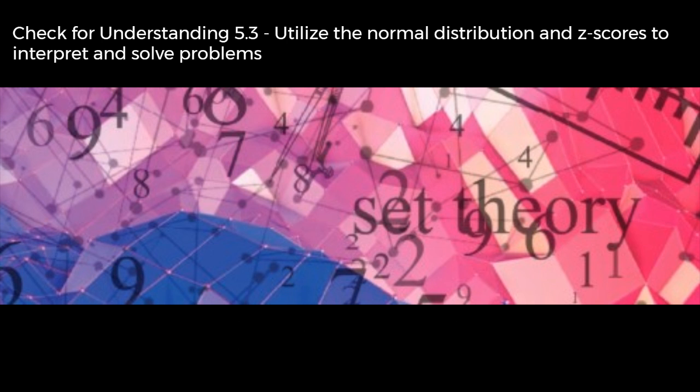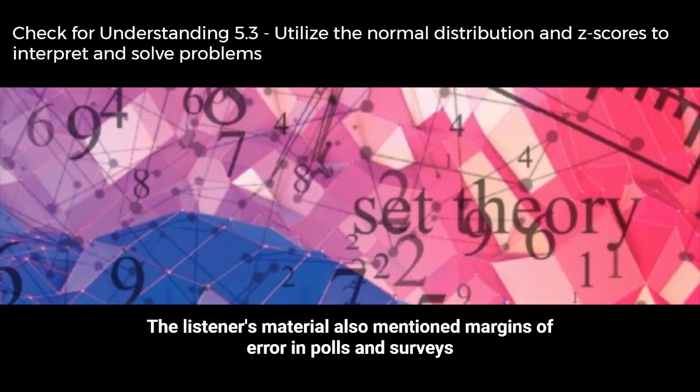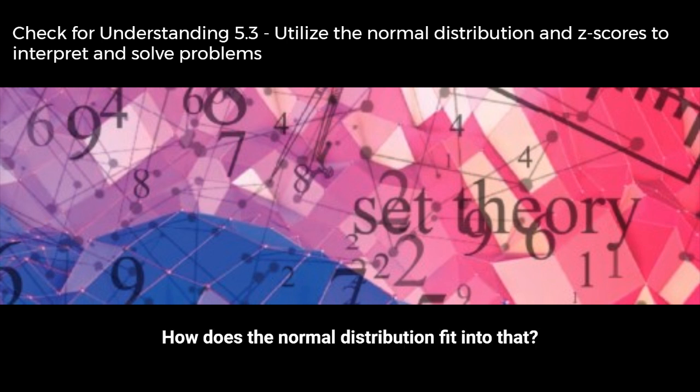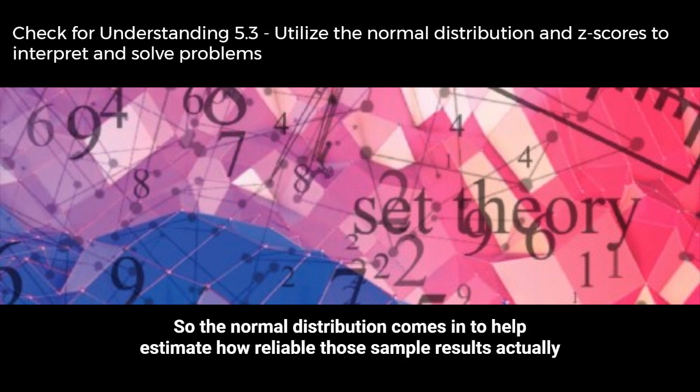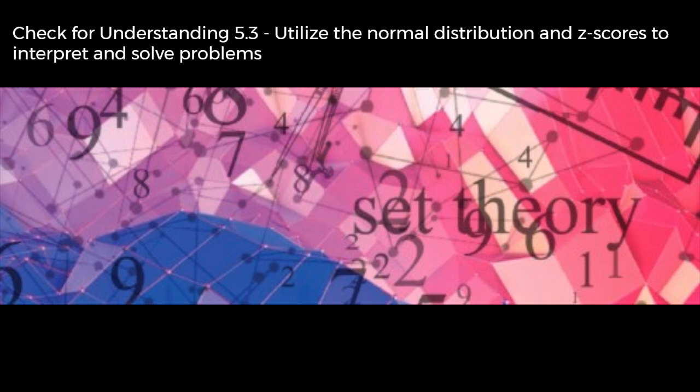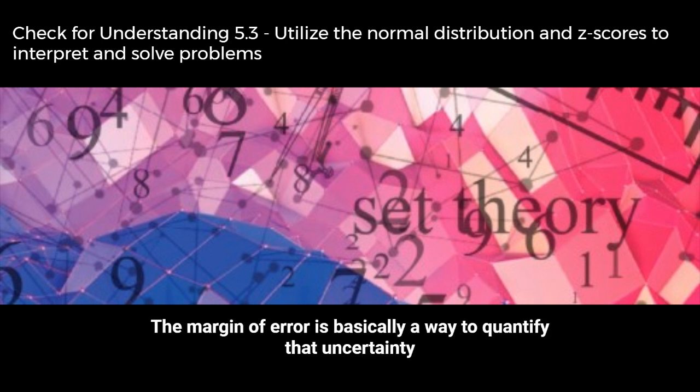Makes total sense. Okay, let's switch gears a bit. The listener's material also mentioned margins of error in polls and surveys. How does the normal distribution fit into that? This is a fantastic real-world application. You see, when statisticians conduct polls, they're only surveying a sample, a small part of the whole population, right? Right. It's impossible to ask everyone. Exactly. And they know that the results they get from their sample might not perfectly match the views of the entire population. So the normal distribution comes in to help estimate how reliable those sample results actually are. The margin of error is basically a way to quantify that uncertainty.